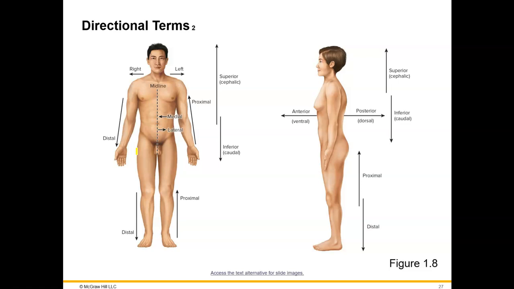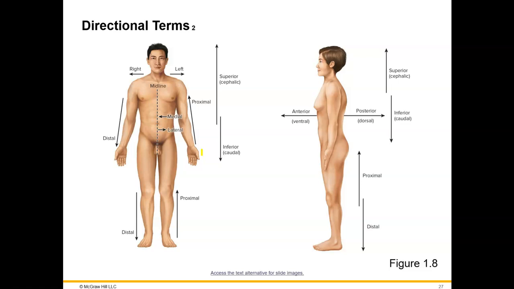Some other terms would be medial and lateral. So if we say that a structure is medial, then it's toward the midline of the body. If we say it's lateral, it's toward the sides of the body. So for example, the navel is medial to the hands. The hands are lateral to the navel.